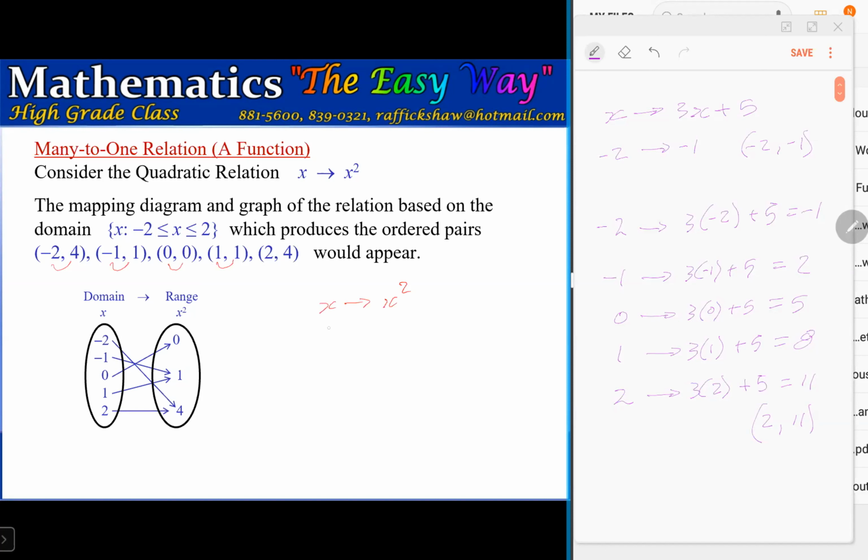So let's look at some examples. So -2 would map to -2 squared. That's how we get the 4. Right? That's how we get the 4.